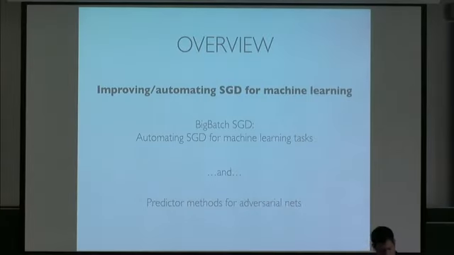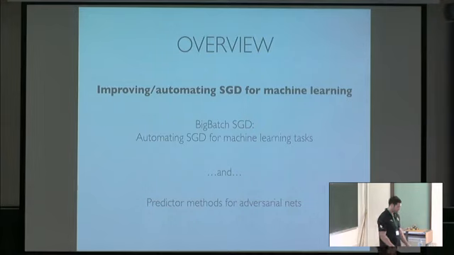So I'm going to talk about two different topics. Both of them are related to improving stochastic gradient methods for machine learning applications. And I'm going to start by talking about big batch SGD. So doing stochastic gradient descent with large batches and choosing batch sizes adaptively. And we'll talk about some of the advantages of that approach. And then we'll talk about prediction methods for solving problems related to adversarial neural networks. So that requires stochastic gradient methods for solving saddle point problems.